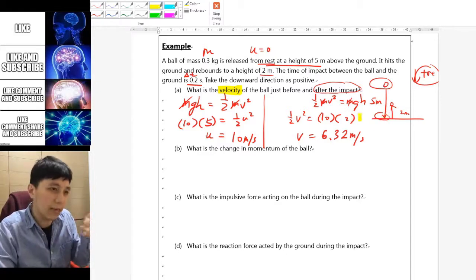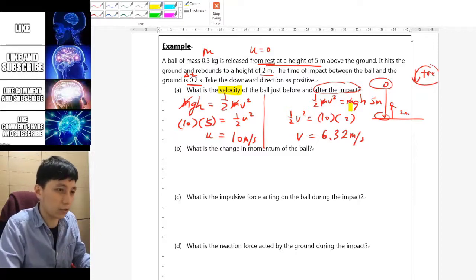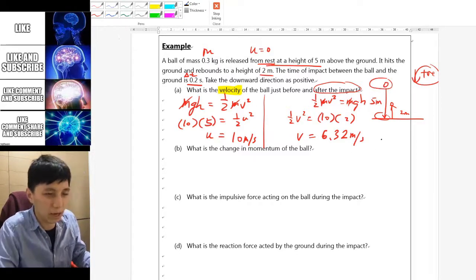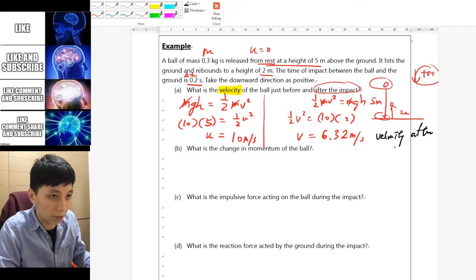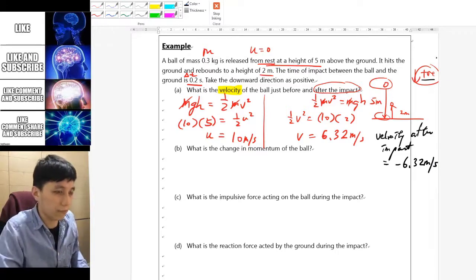But then the question asks you for the velocity, so you have to pay attention to the direction. Using energy, very likely it cannot help you to determine the direction. So you just have to add that the velocity after the impact equals negative 6.32, because it's going back up, right? And we define going down as positive.